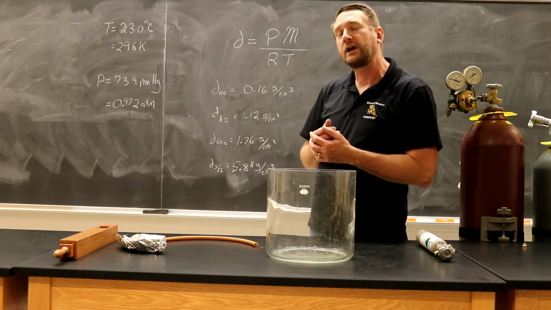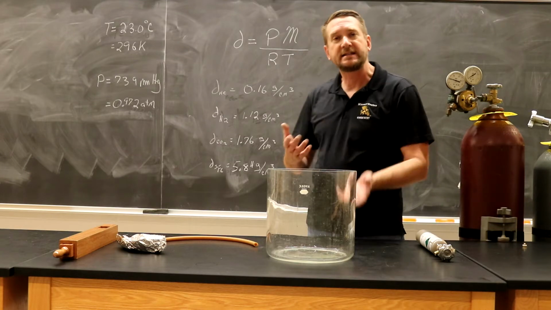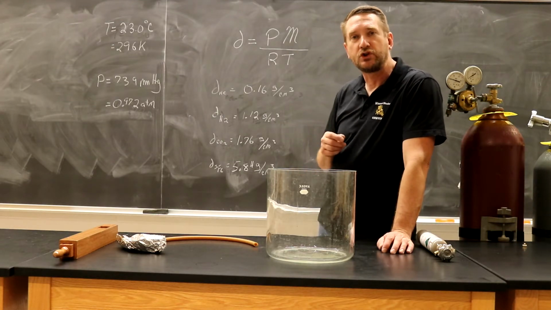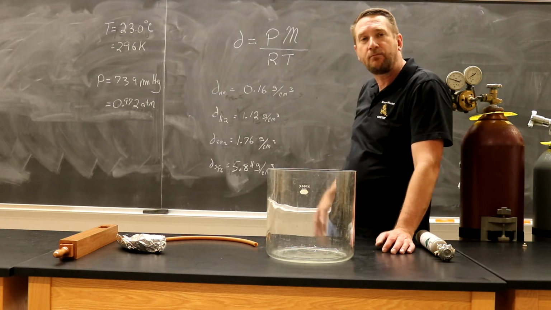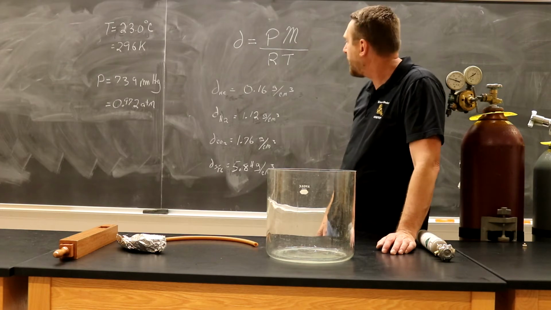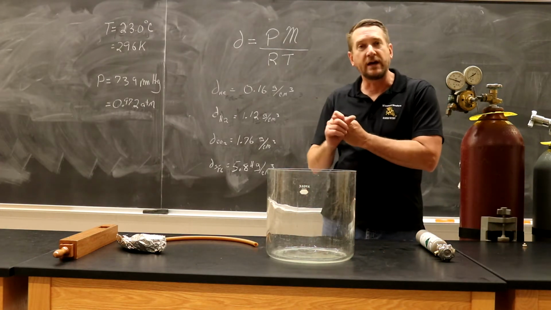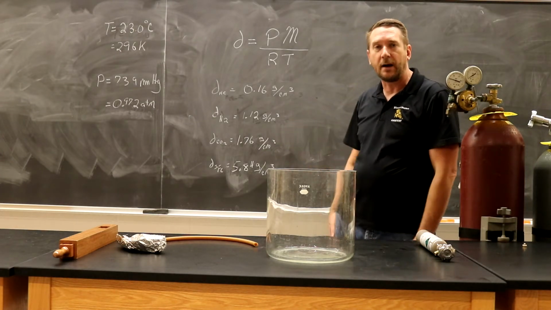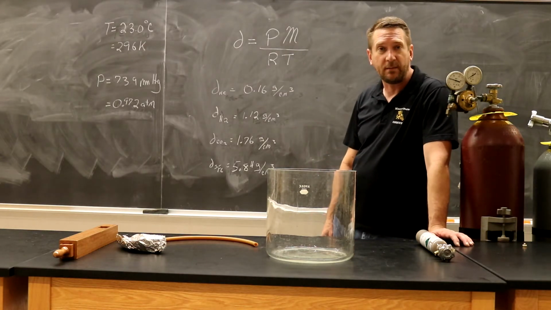So I've gone ahead and converted those over to the Kelvin scale and atmospheres and did some calculations for the densities of the gases that I'm going to show you today. The density of helium under these conditions today is about 0.16 grams per cubic centimeter. The density of nitrogen is pretty close to the density of air, since air is about 80% nitrogen, so that's 1.12 grams per cubic centimeter.